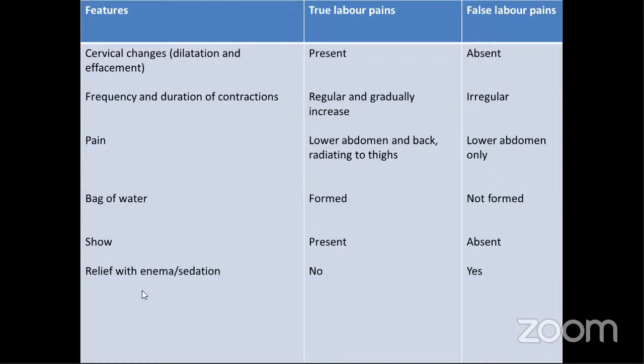In case of true labor pains, after you give an enema or a sedation, the pains do not subside. They do not vanish away. In fact, as I told, they should increase in frequency, intensity, and duration. Whereas if they are false labor pains, usually caused by gastric upset like constipation or indigestion, they usually get relieved by giving an enema. So that's how you have to appreciate the difference whether the patient is having true labor pains or false labor pains. Is it clear to all of you?